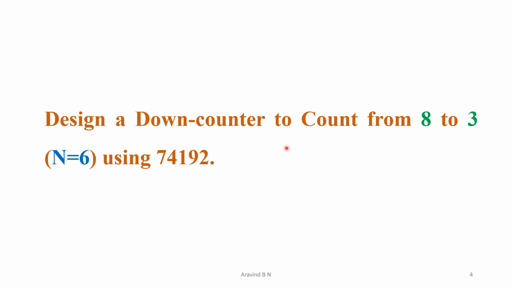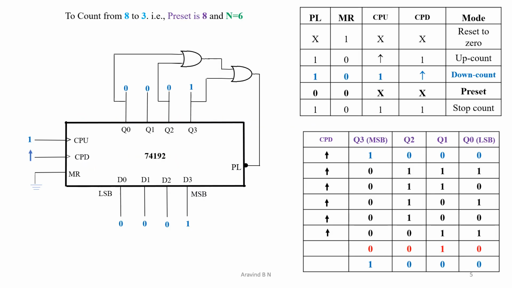So design a down counter to count from 8 to 3, that is n value will be equal to 6 using 74192. Let us get into the design part. So this is the circuit we are supposed to get. As we are working with the down count operation, the CPD will be connected to the clock and CPU will be connected to the VCC.